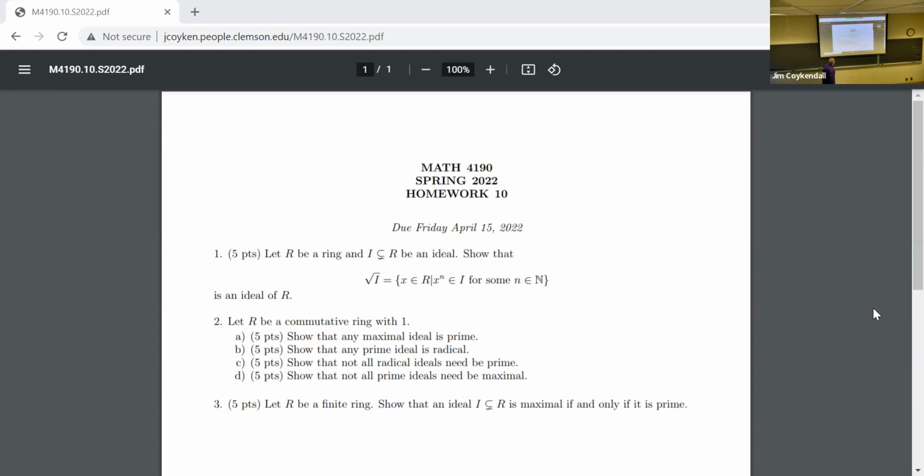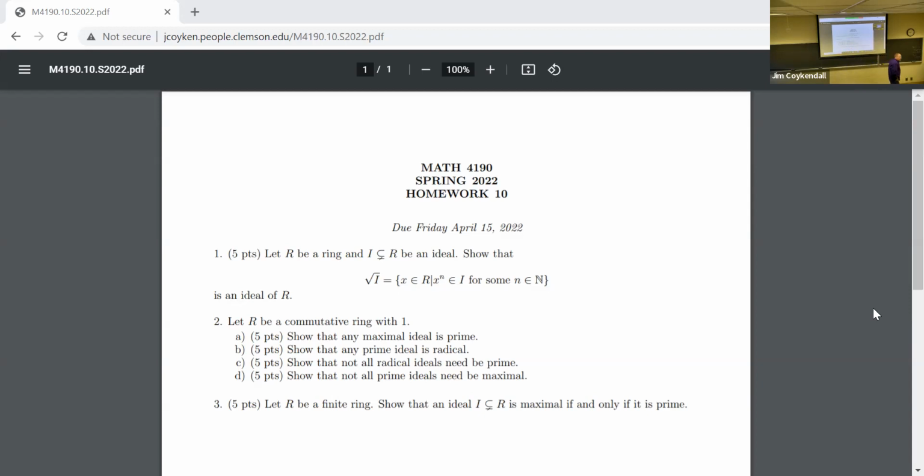Number 2, R is a commutative ring with 1. And by the way, I said that for completeness. You can always assume that unless I tell you specifically otherwise. Show any ideal that's maximal, remember what that means, as big as possible, is always a prime ideal. That's definition A. Show that any prime ideal is radical.